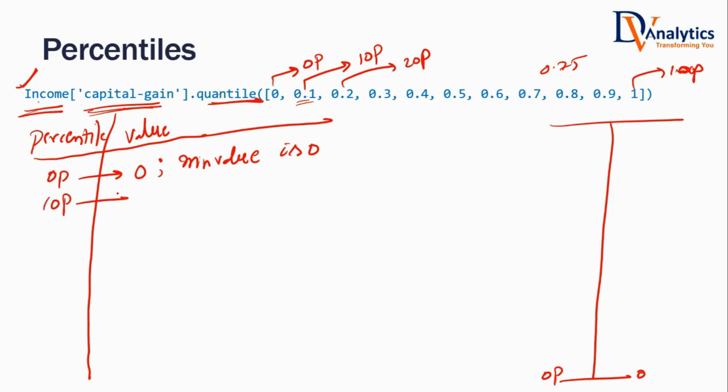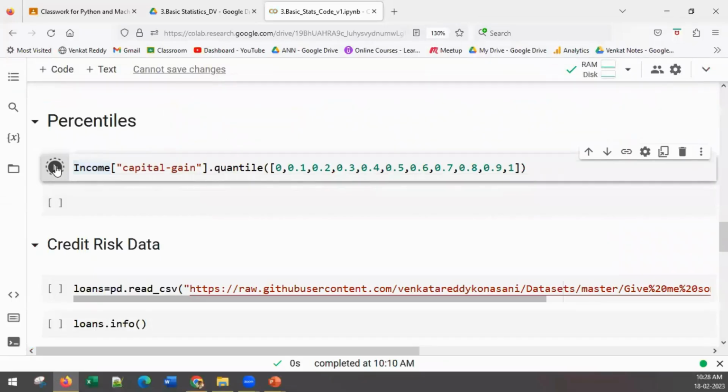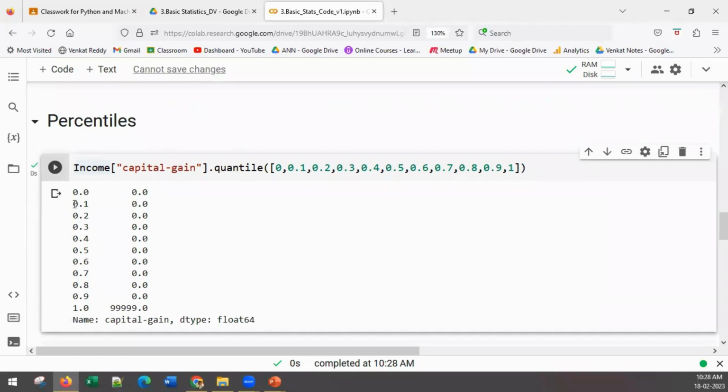What is the 10th percentile value? 0. 0.1 or 0? 0, sir. The 10th percentile is 0. Are you with me, everyone? Carefully. Did anybody get 0.1? Check that once again. 10th percentile.